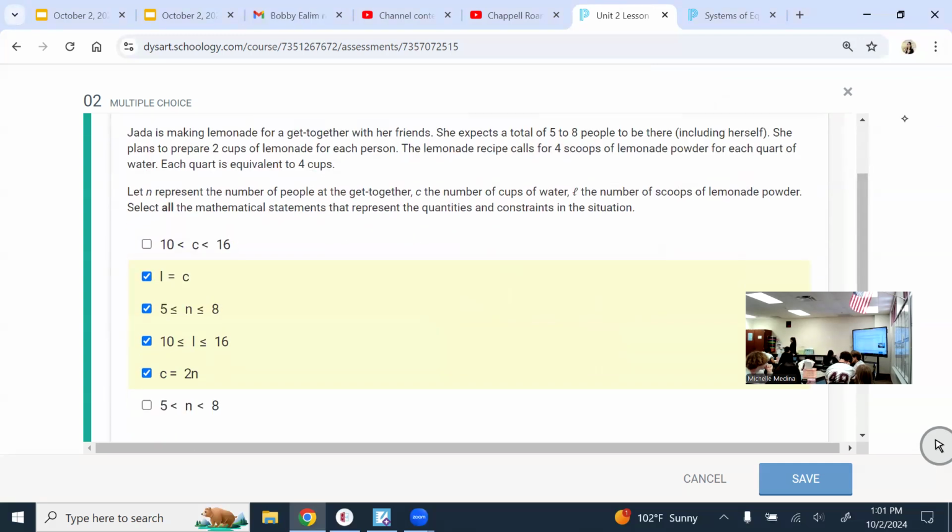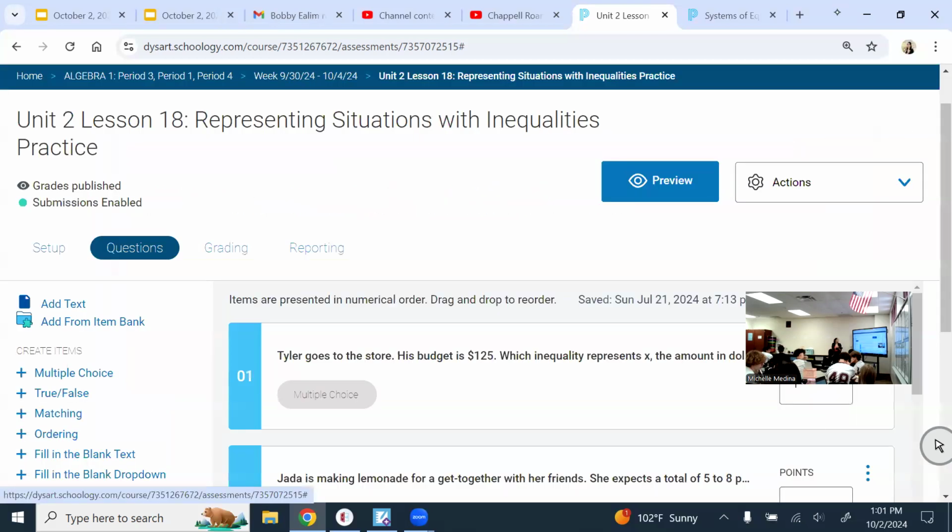Make sure you're picking the right ones. Know the difference between if the lines are there and if not. If the lines are there, then it includes that number. If it doesn't, then it excludes it. So questions on that one? Questions on others? Cadence? On which one?